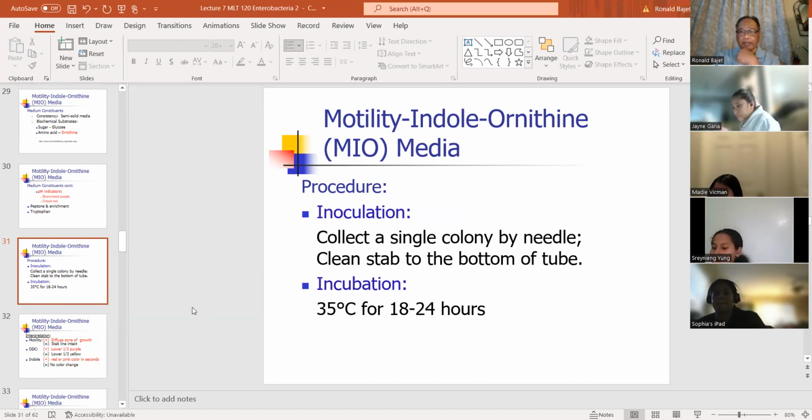So you inoculate the media, you stab it, goes straight in, and pull out straight. One stab in, and you don't use a loop. There's the needles in the laboratory. Collect a single colony by needle, stab it, and then pull out the same direction. Don't wobble around. Then you incubate it overnight at 37 degrees. Of course, it's a screw cap tube, and as with all screw cap tubes, you want to incubate it with the cap fastened loosely.